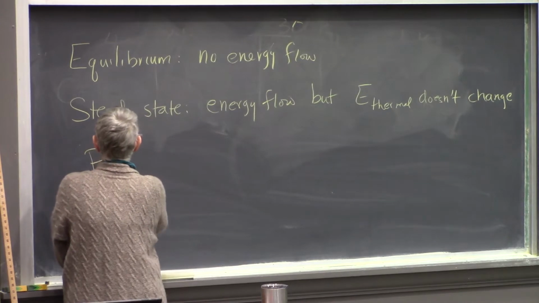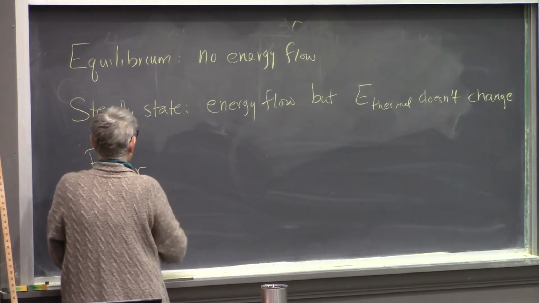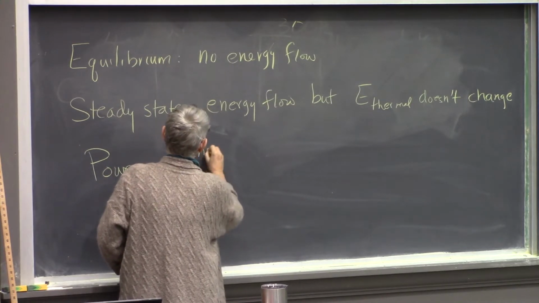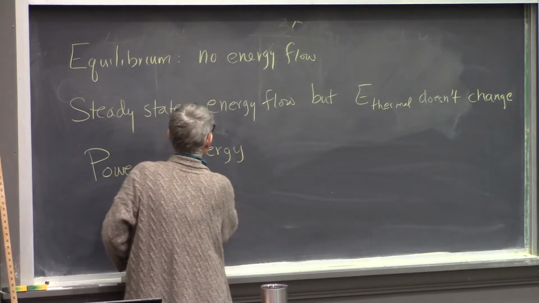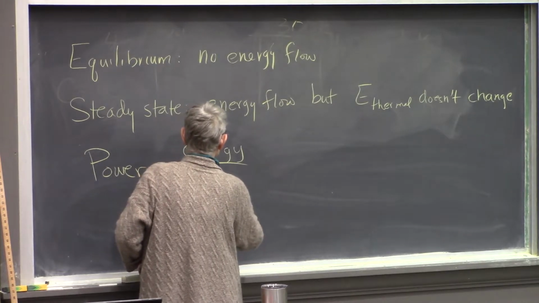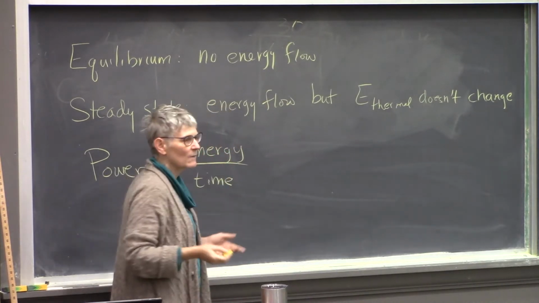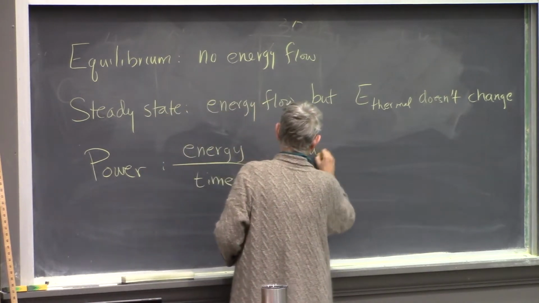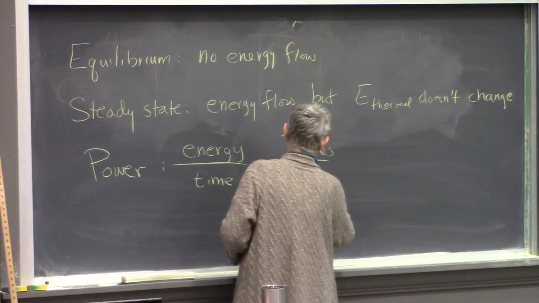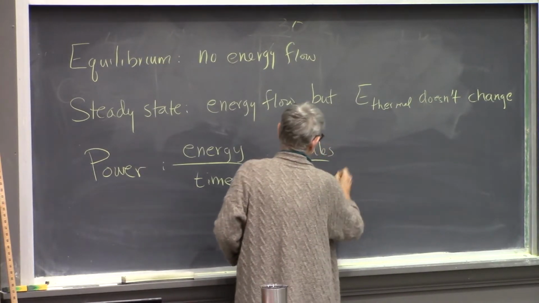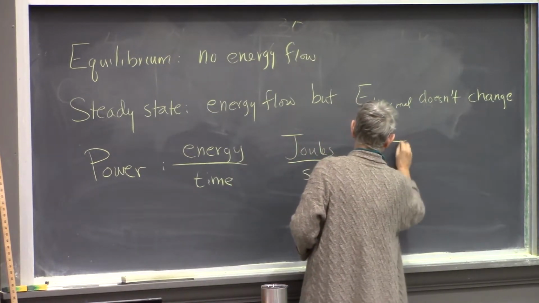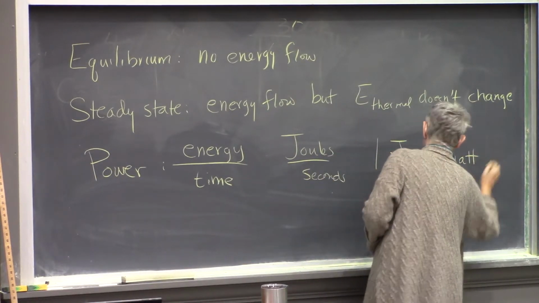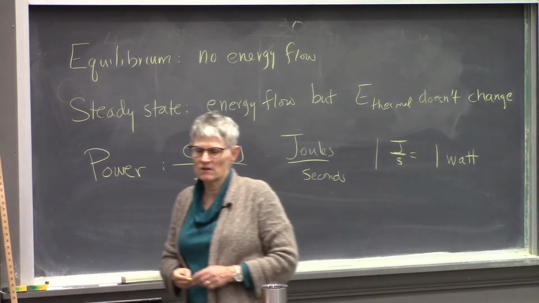We can talk in a situation like this about power, and here power is defined as energy per unit time. In this case, it would be joules over seconds. And 1 joule per second is 1 watt. So that's a unit of power.